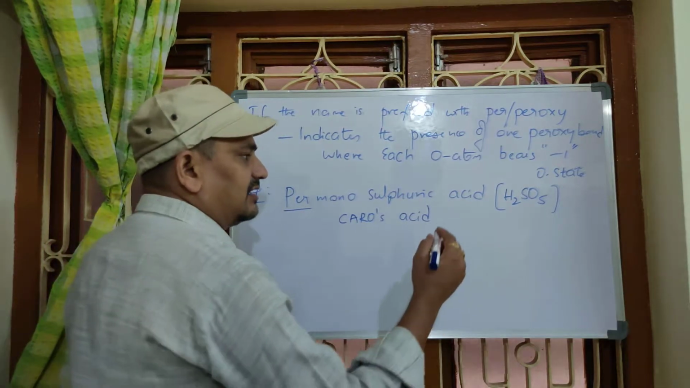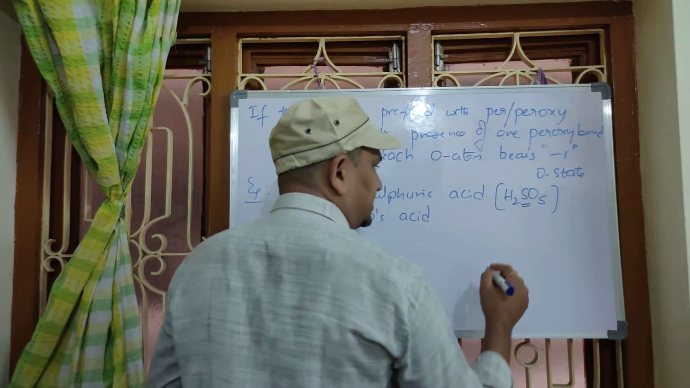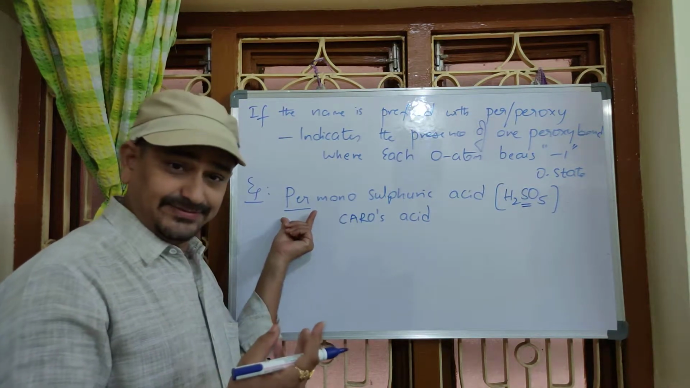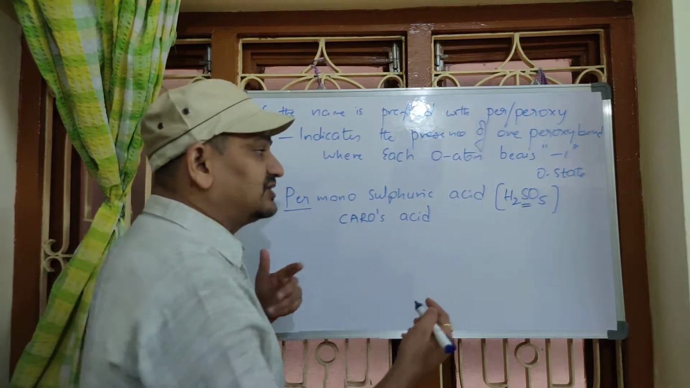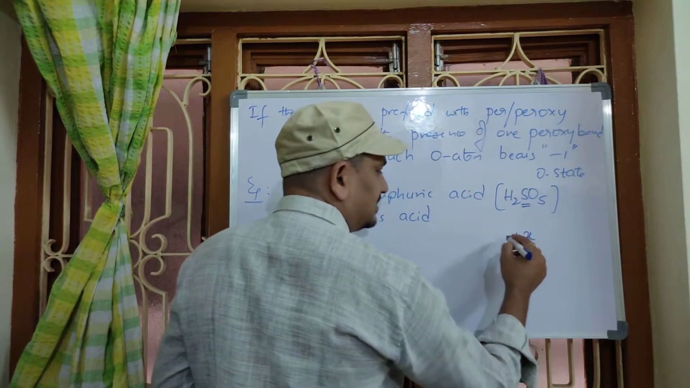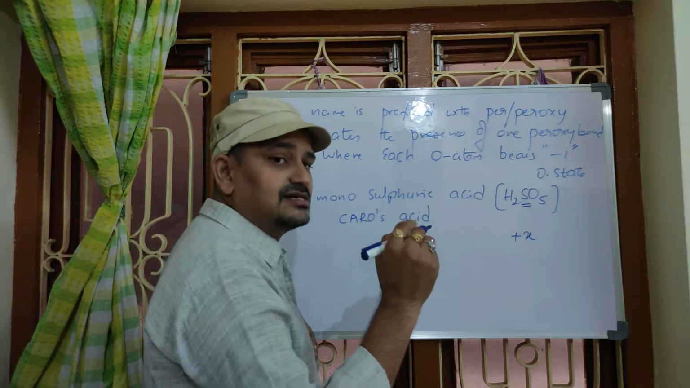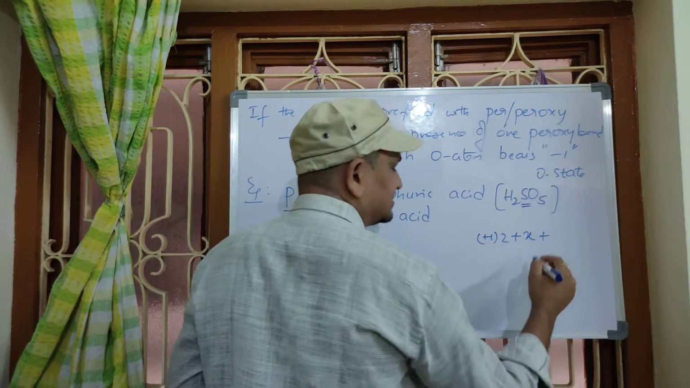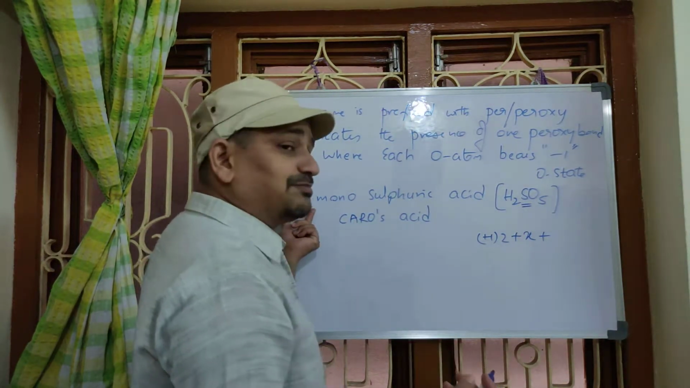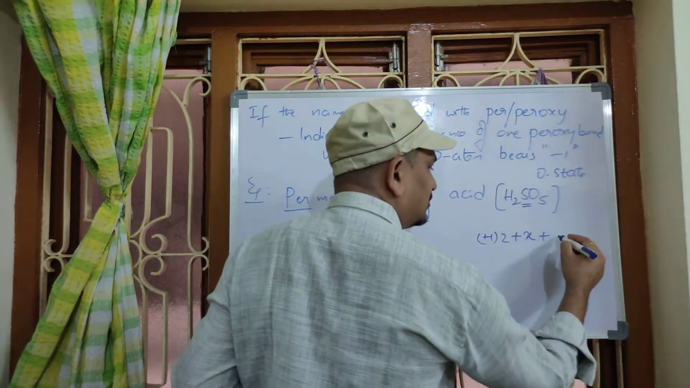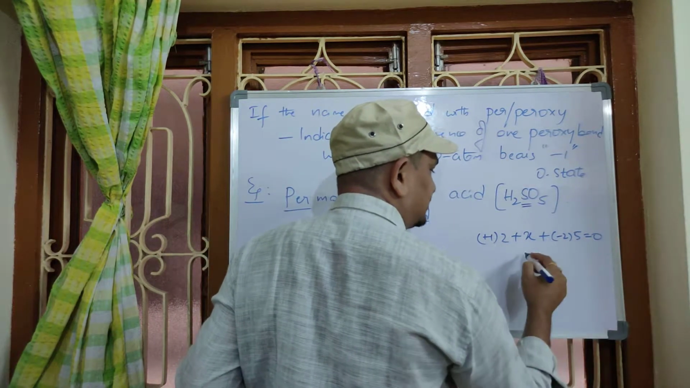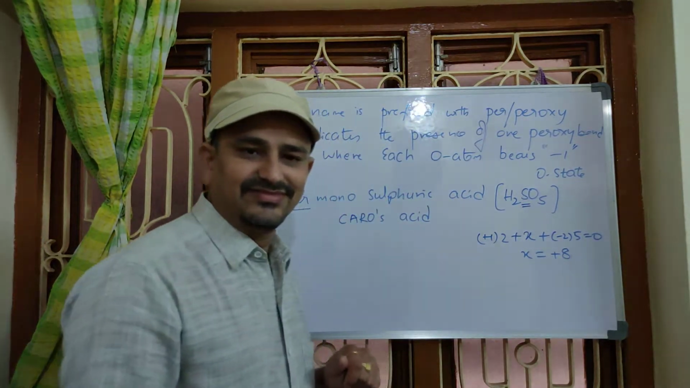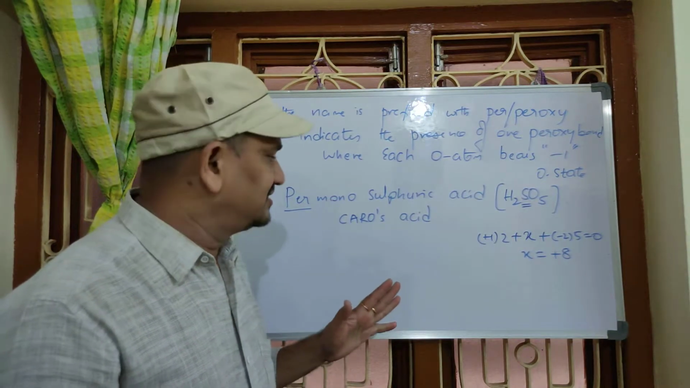Now in this, they will ask us to find the oxidation state of sulfur. Usually if you forget this per prefix, what's the answer you are going to get? Let it be X plus hydrogen. Each hydrogen is +1, so +1 into 2, plus, if you neglect this per prefix, for each oxygen -2 into 5 equals 0. X is equal to +8, isn't it?